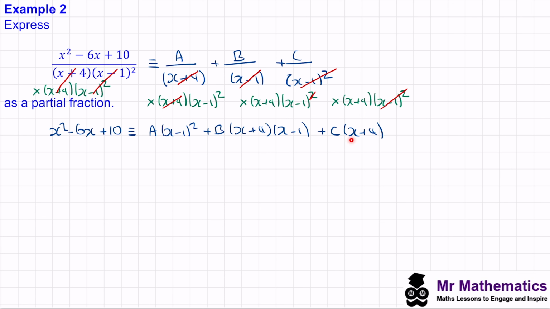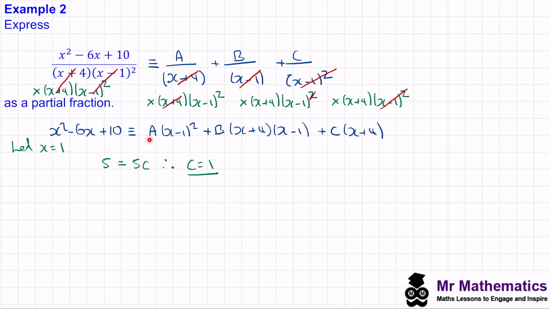And now to work out c, we can make x equal 1, and then this will become 0, and this will become 0. So we eliminate the a and the b terms. So if we say let x equal 1, then the left hand side becomes 1 take away 6 plus 10. So 5 is equal to, the a is cancelled, the b is cancelled, and then we've got 1 add 4, so 5c. So therefore, c must equal 1.